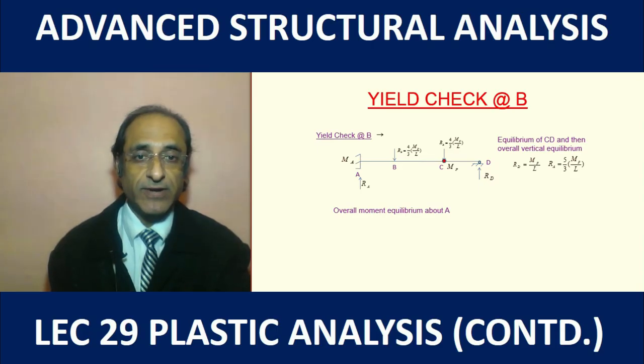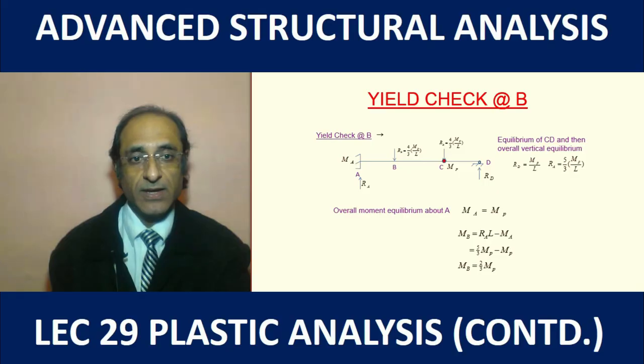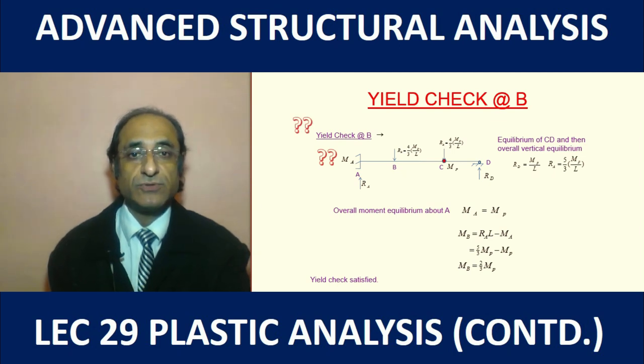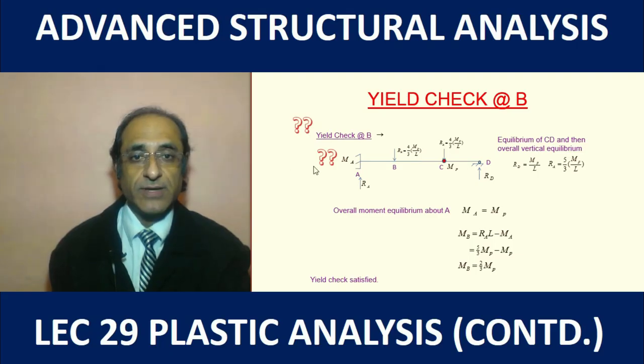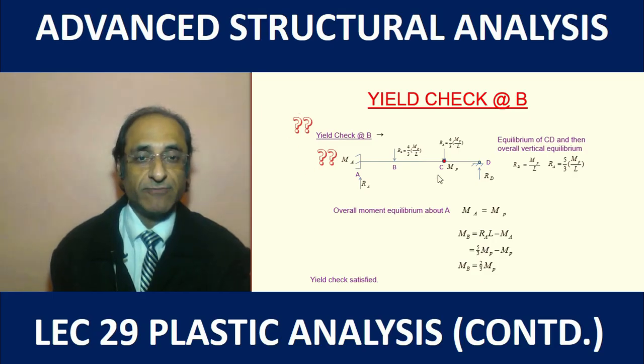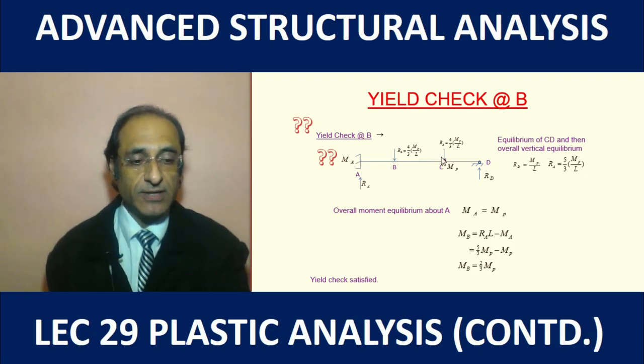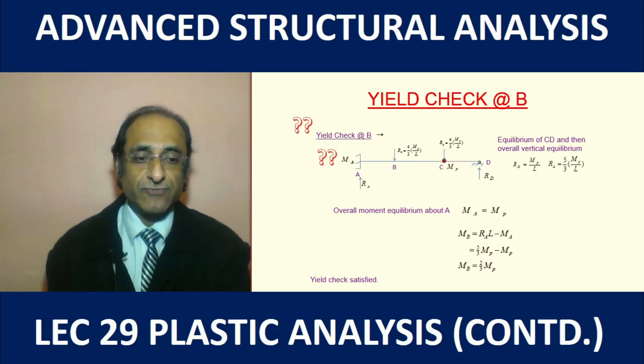And then we find the moment at A by overall moment equilibrium at A, and we find that the moment at A is equal to MP. Similarly we can work out the moment at point B, and this comes out to be 2/3 of MP. So here the yield criterion is satisfied. That means this is the true mechanism. Please note that we have kept MA and MB as unknowns, and we have worked out these moments based on the assumption that MP is reached at C. This method we need to follow for beams.